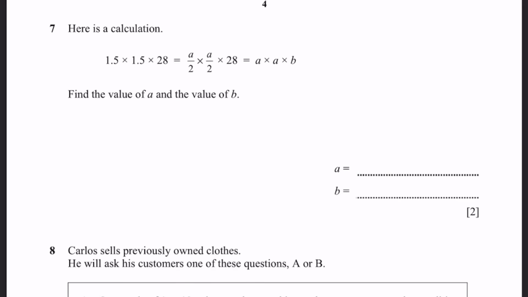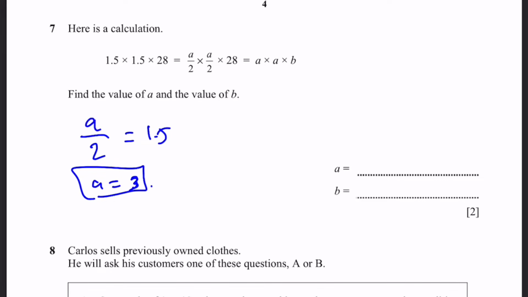Question 7. Here's the calculation. 1.5 times 1.5 times 28 is a by 2 times a by 2 times 28, which is 8 times a times b. Find the value of a and b. Well, we can see that 1.5 and 1.5 are the same as a by 2 and a by 2. So, of course, a by 2 is equal to 1.5, a is equal to 3.